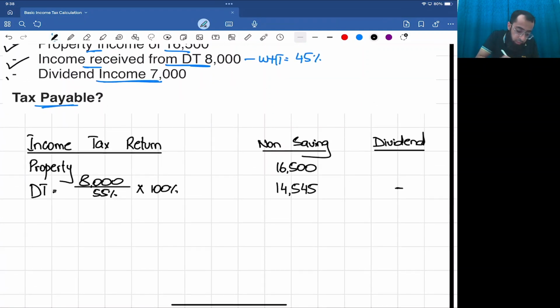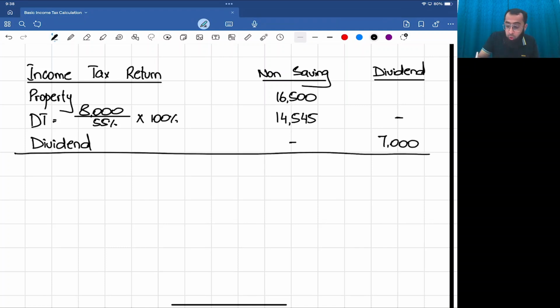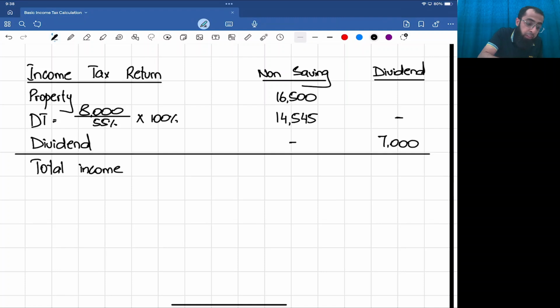And then comes the dividend income, that's 7,000. Dividend goes under the head of dividend income, obviously. So now the incomes are classified. You can arrive at the value of total income. So what is your total income? 16,500 plus 14545. So that gives us 31045, and the dividend is 7,000.